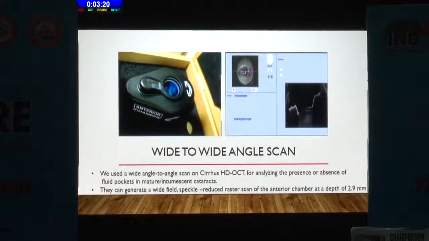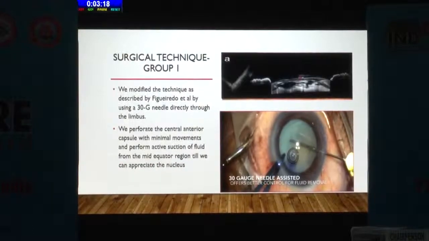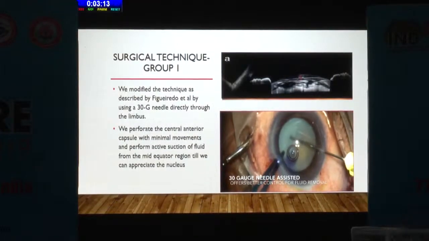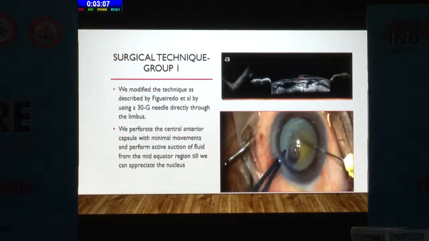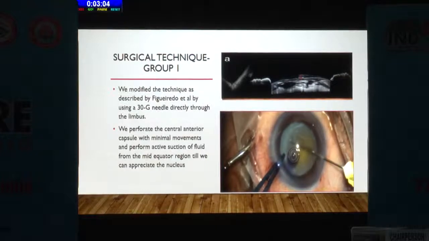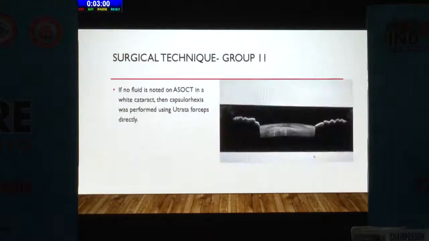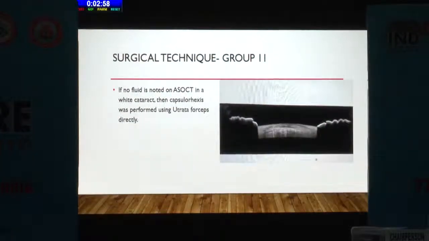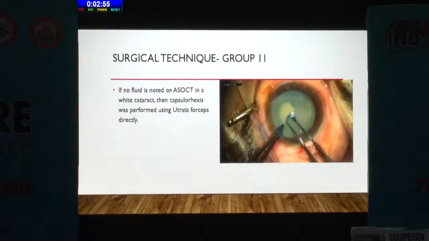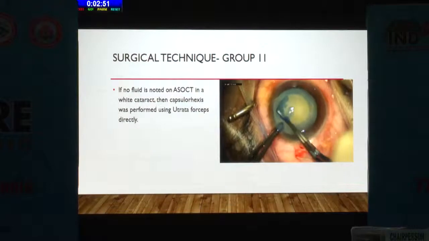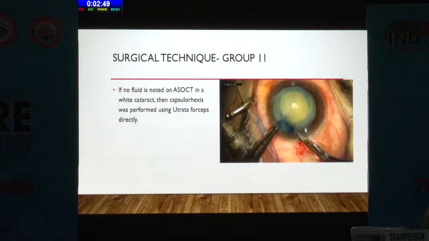In the surgical technique, we used the modified technique described by Figueiredo et al. We saw all those cases which had fluid spaces on the OCT, and we used a 30 gauge needle and perforated the anterior capsule and drained all this fluid out. You can see in the video the nucleus coming right behind that. In the second group, we had no fluid on the OCT, so we directly went in and did the capsulorhexis with the Utrata forceps.